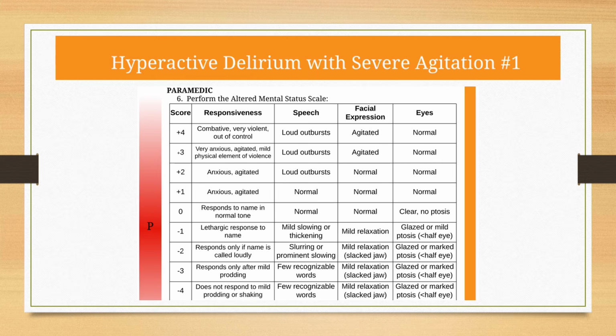In order to be a +4, so this is when we would use our ketamine, they need to be combative, very violent, and out of control, have loud outbursts, be very agitated, and their eyes are normal. When you get into the +1, +2, +3 realm, this is where we're not typically using ketamine, but we're using Versed. And then when they're 0, they're baseline. And then -1, -2, -3, -4, this is when there's typically some sort of medical emergency that's going on that we would not use sedation.